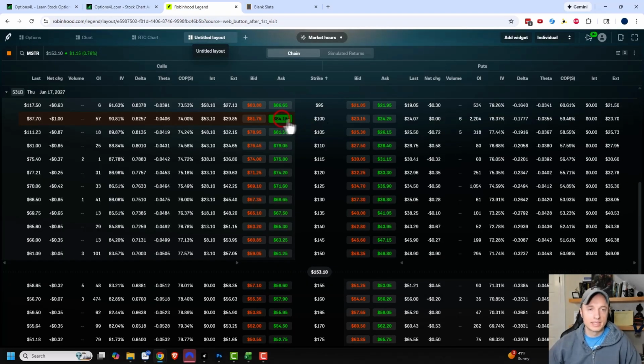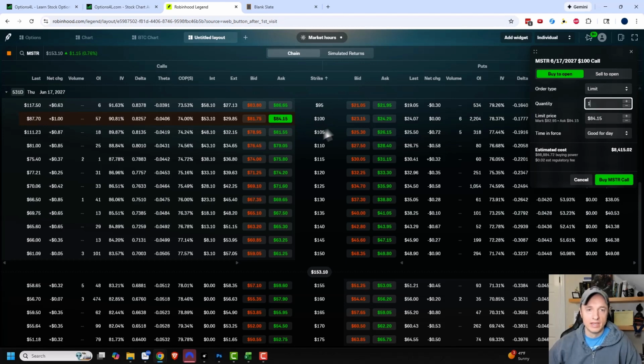Now, one other thing about LEAPS options. So of course, an options contract gives you the right to control 100 shares of stock, right? So I can spend $8,415.02 to basically control 100 shares of MicroStrategy stock. Alternatively, I could go on the open market and buy 100 shares of MicroStrategy stock for $153. So that would be $15,300 in order to buy 100 shares, which is like $7,000 more than I'm currently spending.